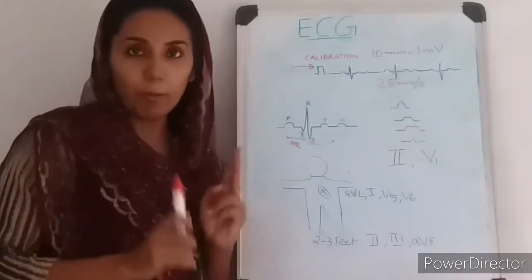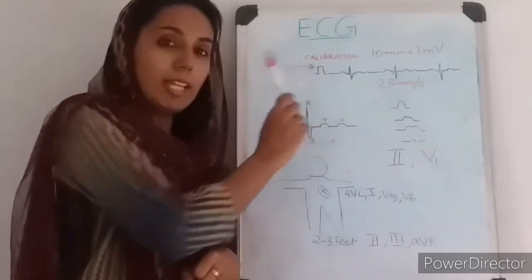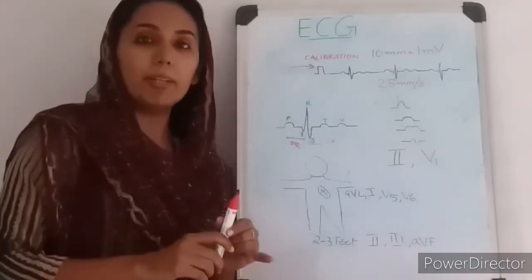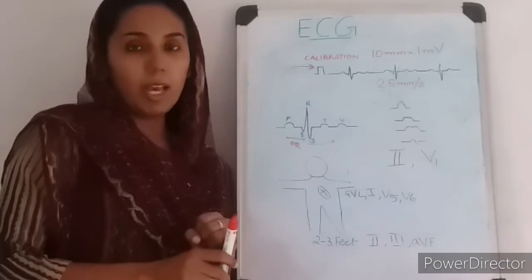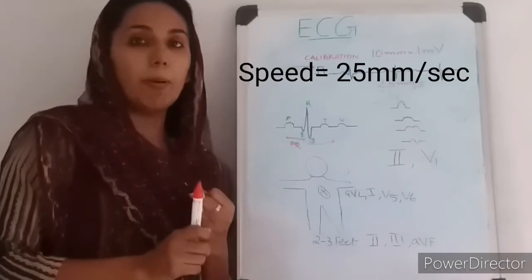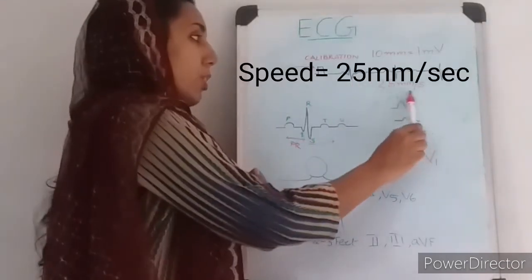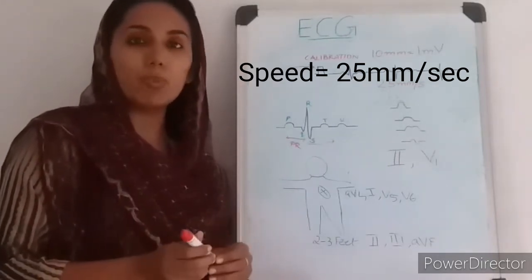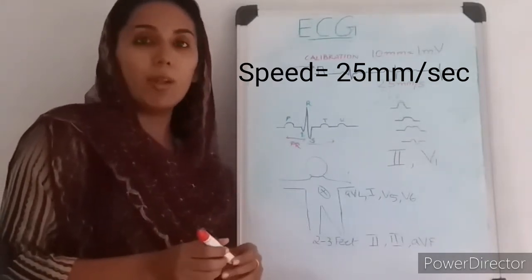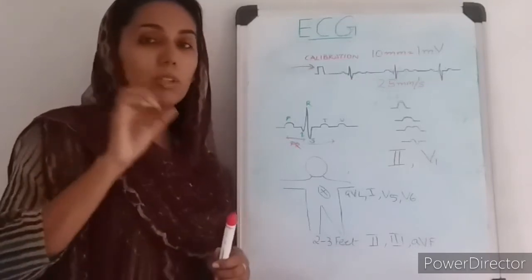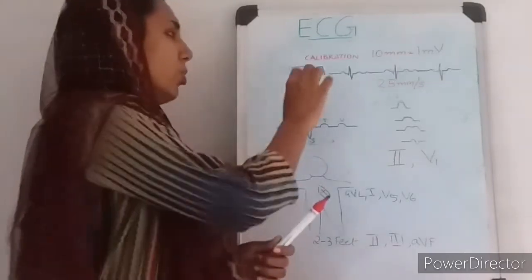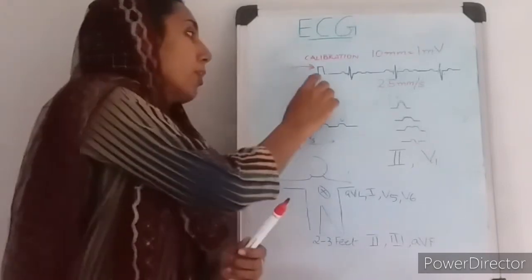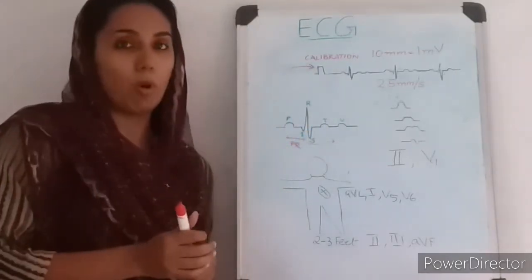Two things you have to make sure before reading an ECG: one, whether it is standardized in such a way that 10 millimeter is equal to 1 millivolt, and another, the speed, that is 25 millimeter per second. Most ECGs are calibrated at 25 millimeter per second and 10 millimeter, that means 2 big boxes, is equal to 1 millivolt. You just have to see that the square box covers 2 big boxes.